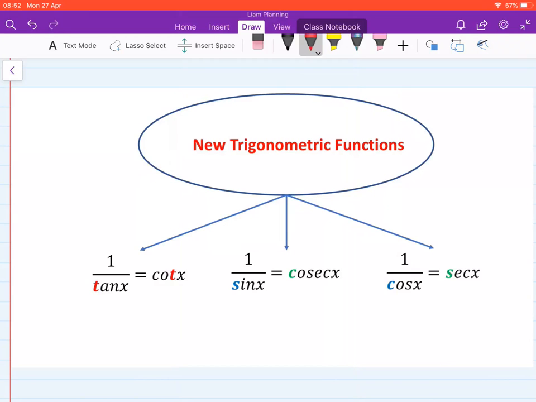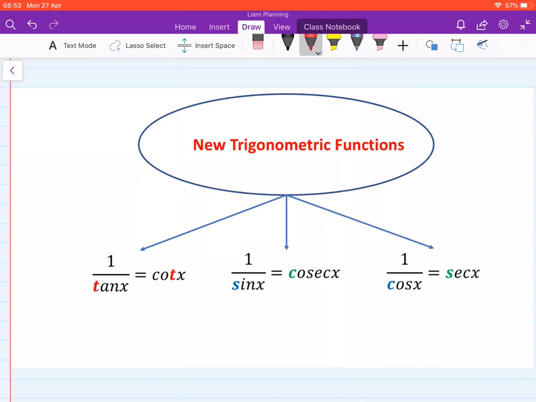Good morning everyone. There are 3 new reciprocal functions that I need us to learn. These are 3 standard results that come up in Advanced Higher. We are not given these results, we need to learn them. We're going to have a look at the reciprocal of sine, cos and tan.